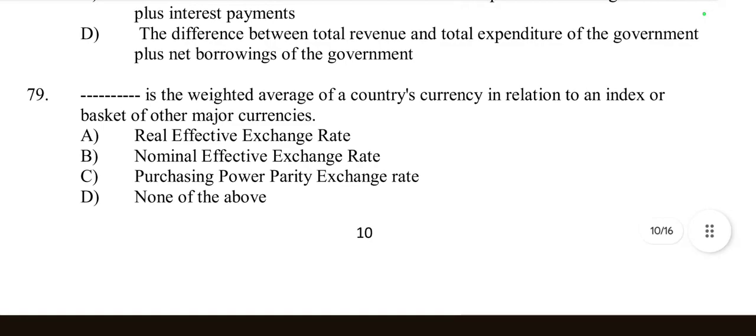Then question number 79, dash is the weighted average of a country's currency in relation to an index or basket of other major currencies. This is called the real effective exchange rate, REER, because it is the weighted average of a country's currency in relation to an index or basket of the other major currencies.